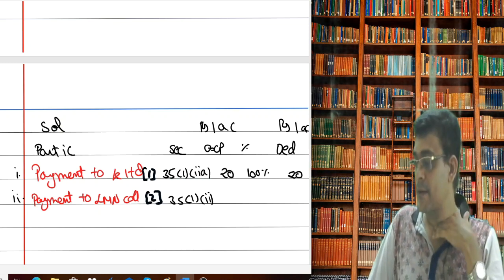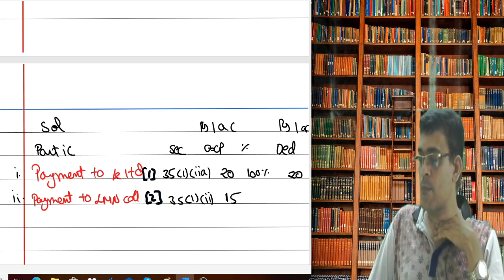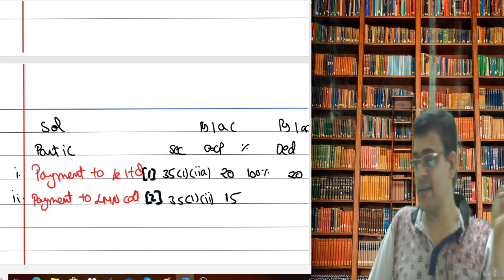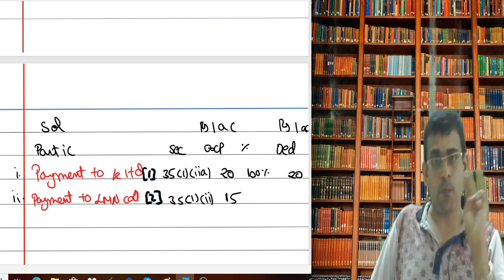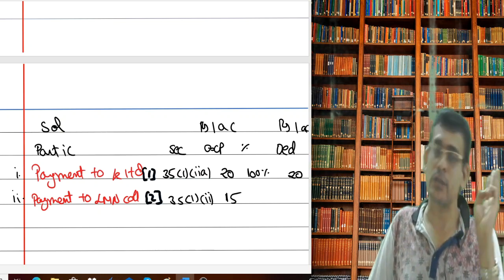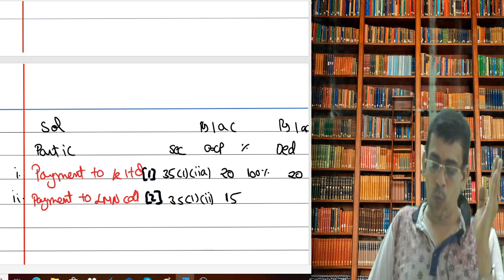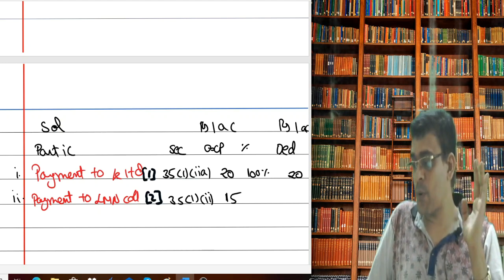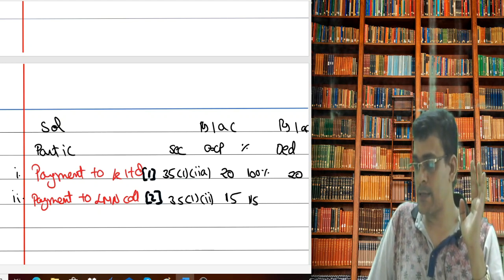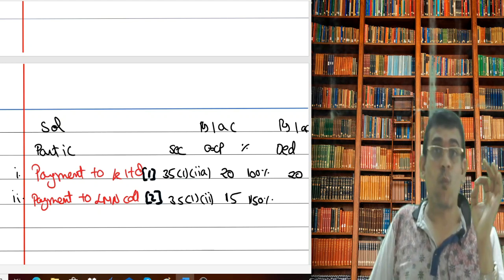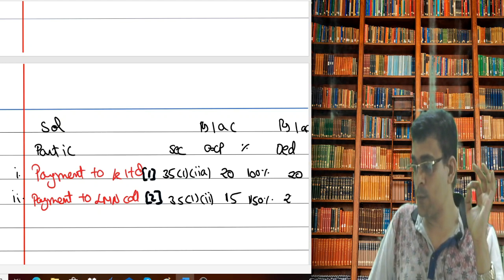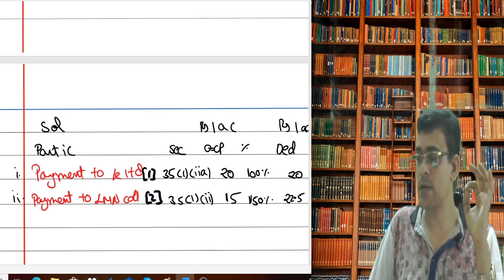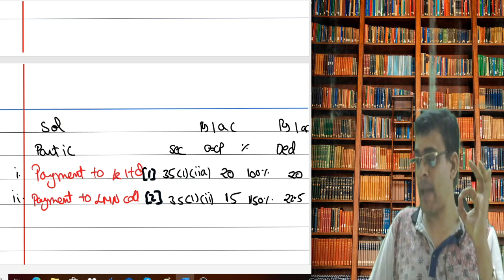What is the amount paid? 15 lakhs was the amount paid. Ultimately, any sort of contribution to an approved university, approved association, approved institution, approved college, whatever it is, 1.5 times, or I can consider it as 150%. 15 into 150% is going to give you 22.5 lakhs. So 22.5 lakhs is nothing but your payment to LMN college.